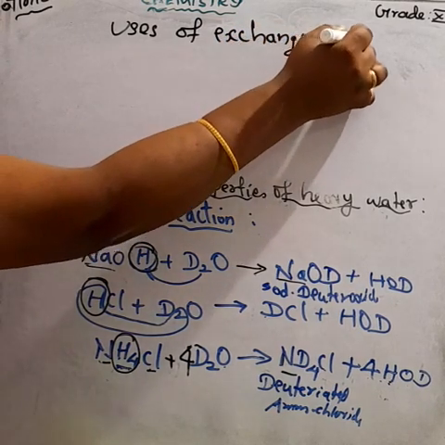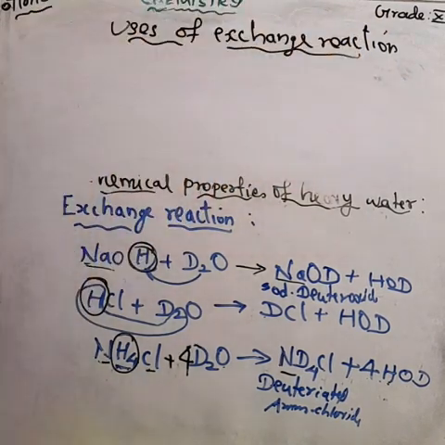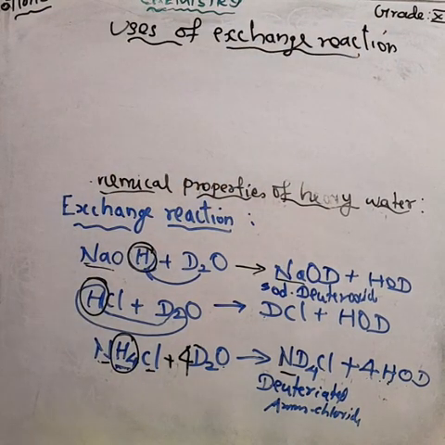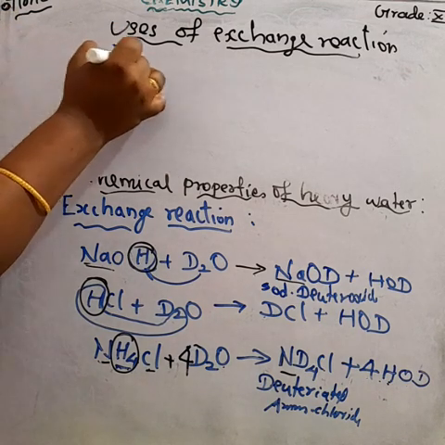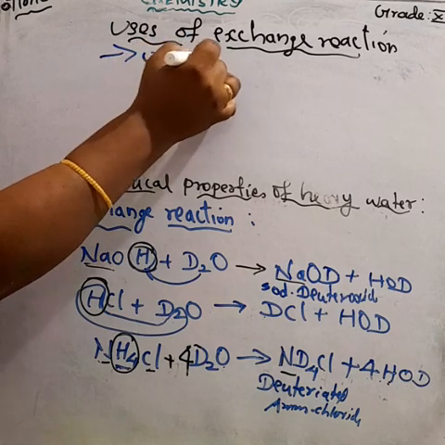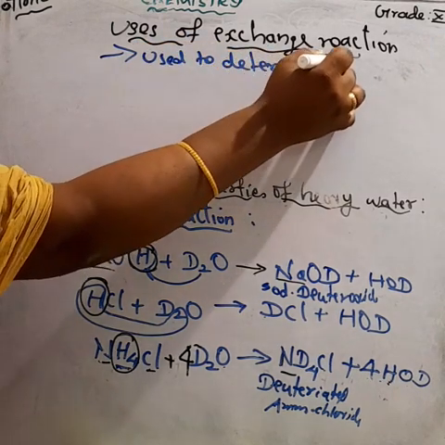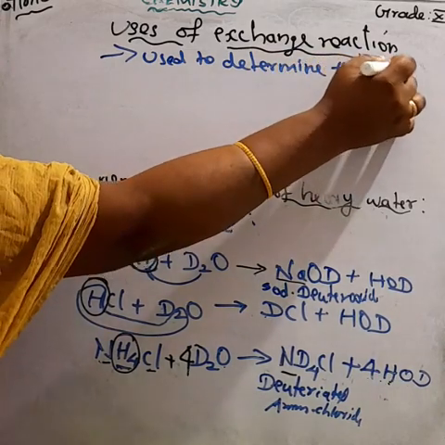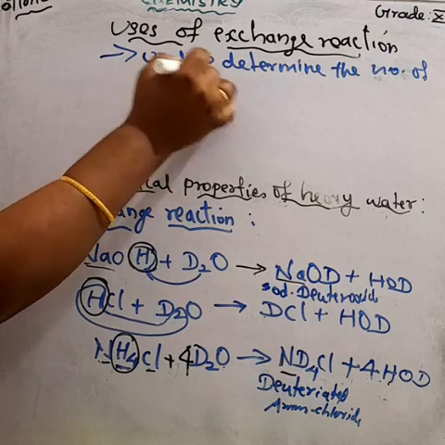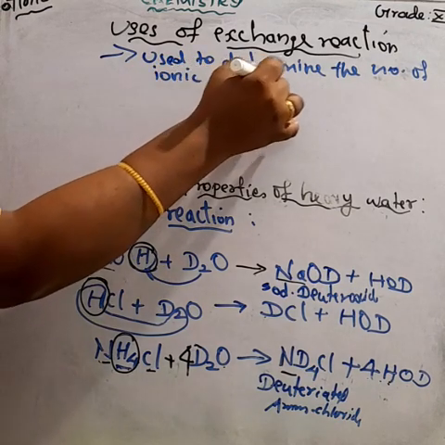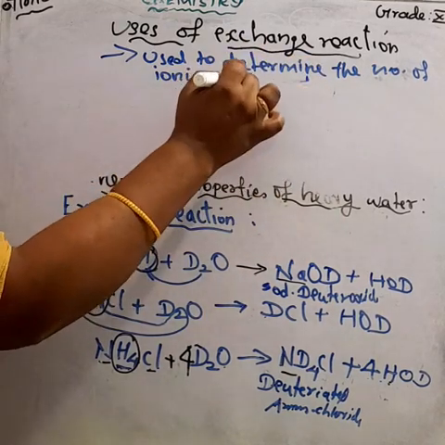First use: these exchange reactions are useful to determine the number of ionic hydrogen present in a given compound. All the ionic hydrogen can be replaced by the deuterium atom. So by the exchange reactions of deuterium oxide, we can determine how many ionic hydrogens are in a compound. This is one of the uses.